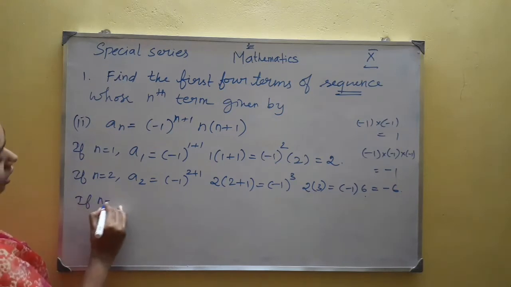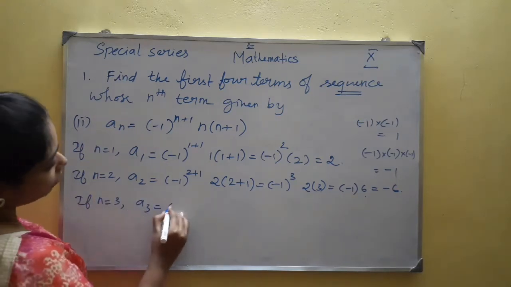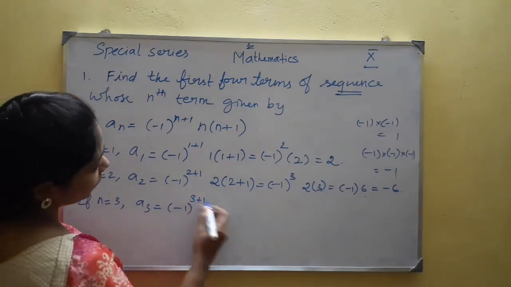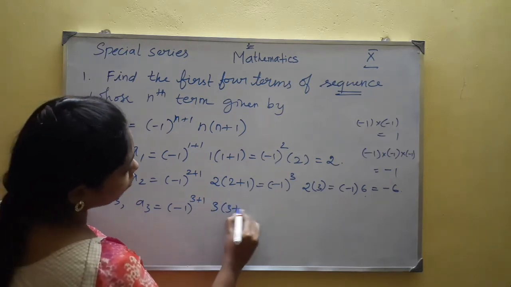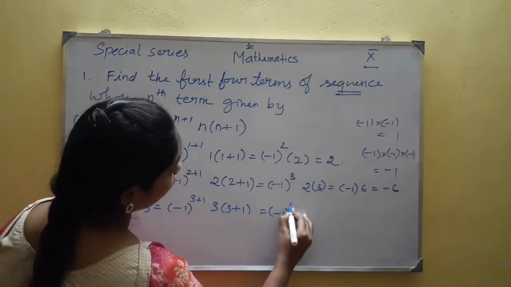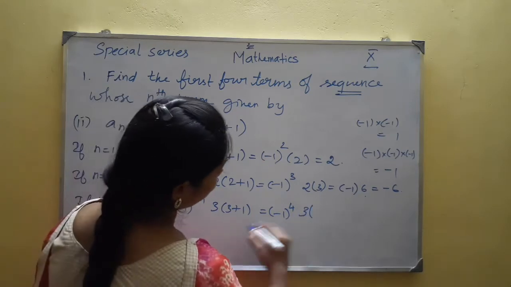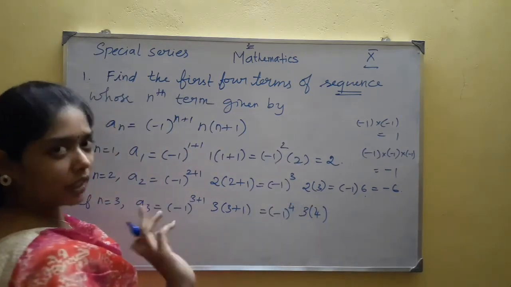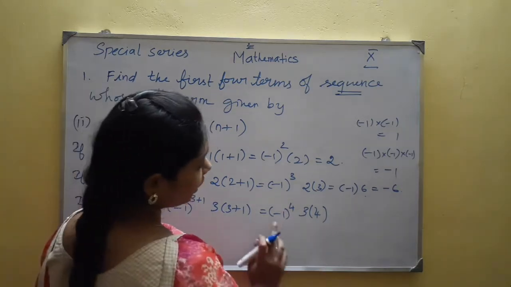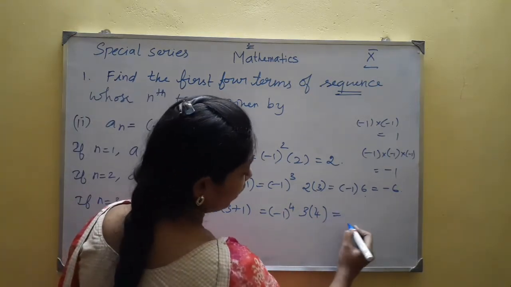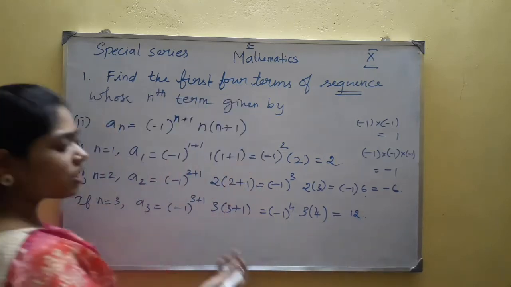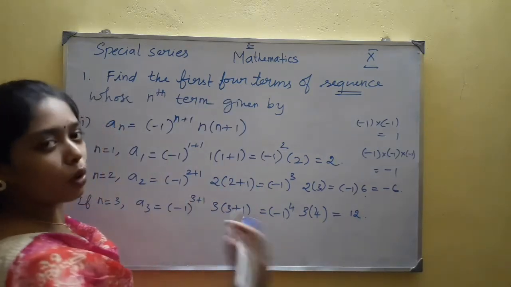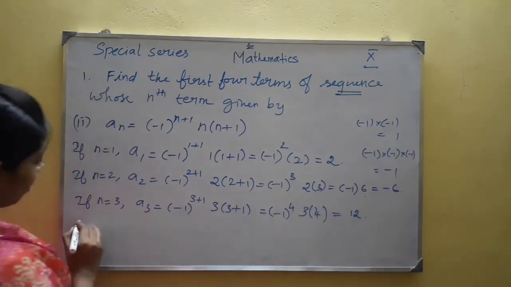Now if n is equal to 3, a3 is minus 1 power 3 plus 1. So actually 3 into 3 plus 1, so minus 1 power 4. 3 into 3 plus 1 is 4. Simply you can understand, whenever you have even power, you don't get the negative value. So this value is 1, 3 4s are 12. Which is nothing but multiply minus 1 four times, you will again get plus 1.